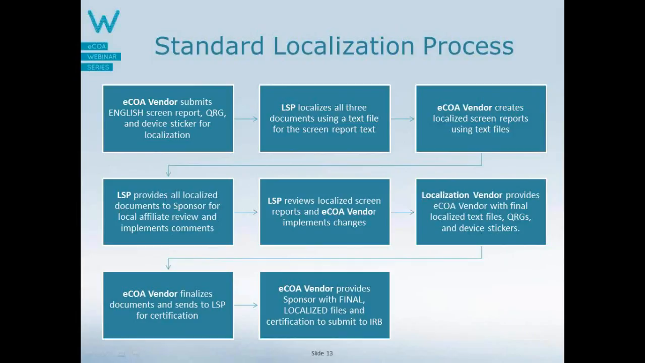So here are the steps that would occur. We want to make sure everybody's aware of the different steps in the process. The eCOA vendor would submit the English screen report, which is a printout of all of the screens on a device with all of the instruments and any ancillary screens like the save screen or sending data or anything that is not a validated instrument. Then the localization provider, or LSP, would provide the localization. They would localize all of the documents using a text file for the screen report text. So any text that is on the screens in the device will be exported to a spreadsheet or a text file, and the LSP would then localize all of those phrases from English to the local language, and then provide those back to us, which we would then import and create the localized screen report.